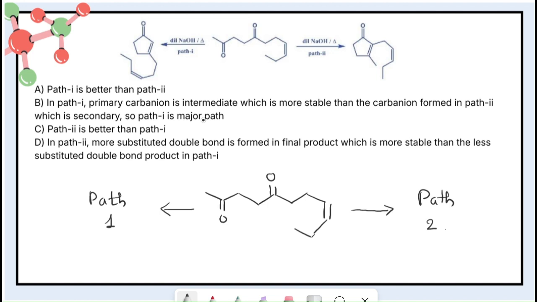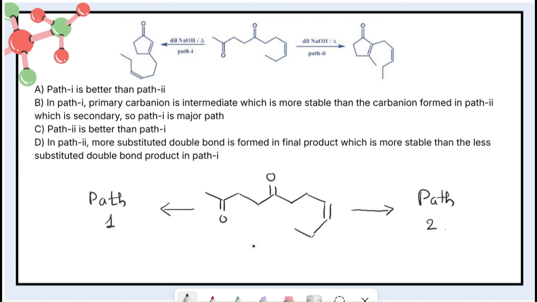In this series of videos, I am going to solve questions based on JEE Advanced level. Today, I am going to solve a question based on the aldol condensation. Let's analyze the reaction first.